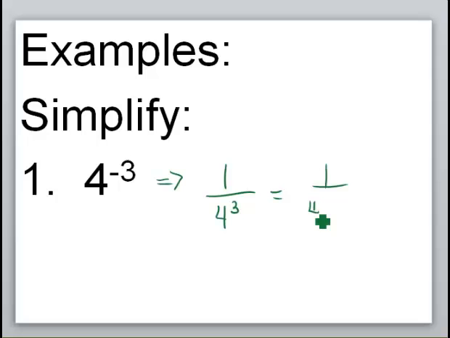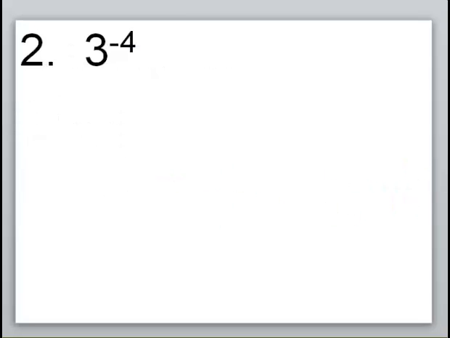So this says 1 over 4 times 4 times 4. 4 times 4 times 4 is 64. So my answer is 1 over 64. The second one. This guy is not happy. So I move him to the bottom of the fraction. And I now simplify 3 times 3 times 3 times 3. That is 81. So I have 1 over 81 as my answer.